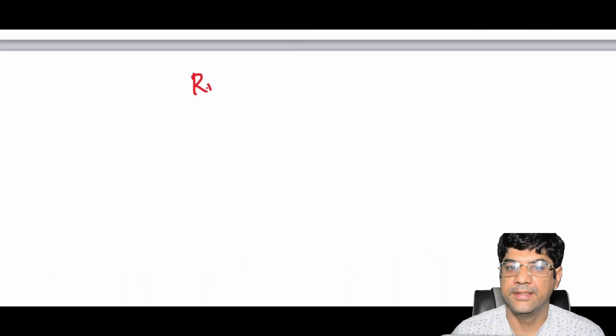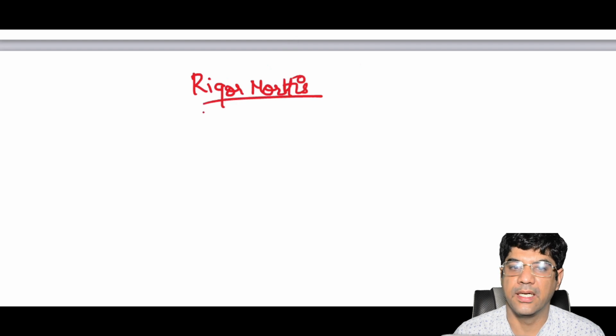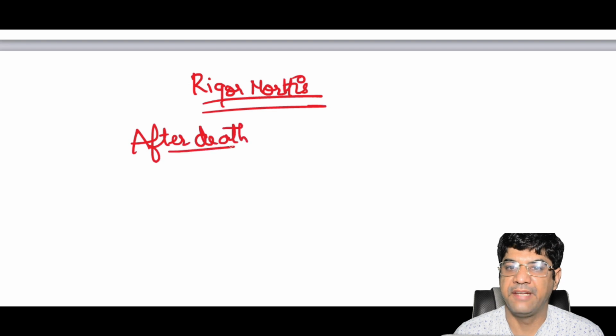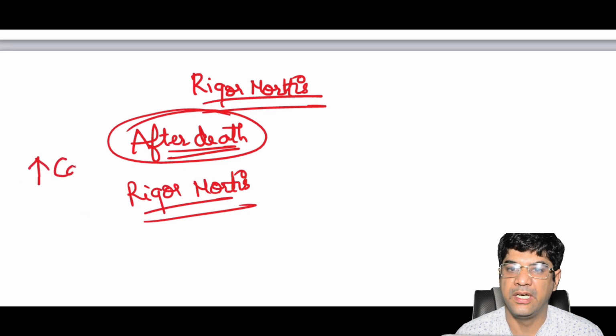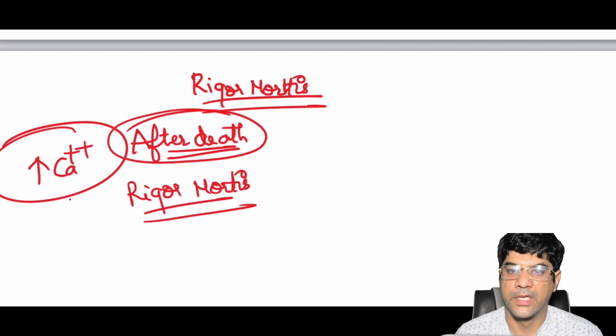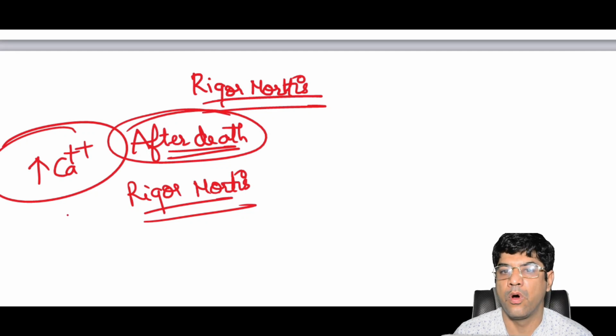Now another important thing is rigor mortis. After death, there is stiffness of muscles and joints, which is rigor mortis, and it is the result of calcium influx into the muscles. Without ATP, the muscle cannot relax, which leads to prolonged contraction until decomposition.